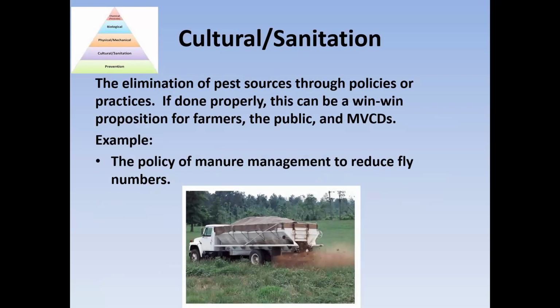The next level of the pyramid is cultural sanitation. This is the elimination of pest sources through policies or practices. If done properly, this can be a win-win for proposition farmers, the public, and mosquito control districts. For example, you can take manure and spread it on the field rather than having it be in big piles, which produce a lot of flies.